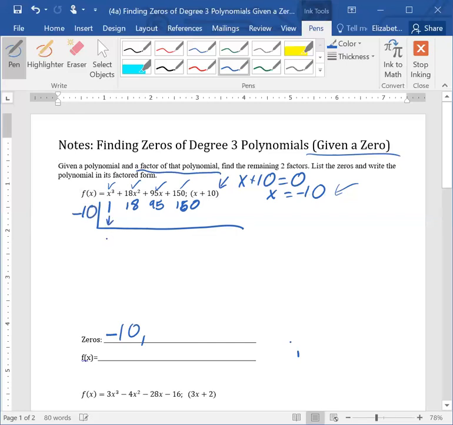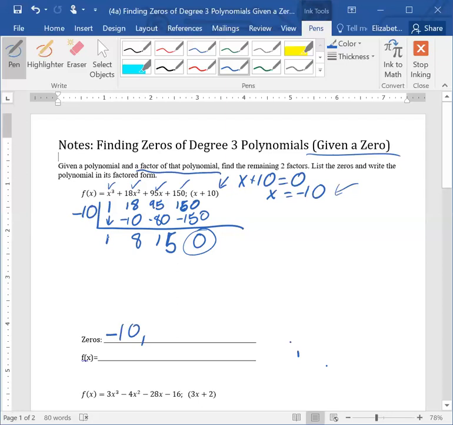All right, so bring down your first number. 1 times negative 10 is negative 10. 18 plus negative 10 leaves us with 8. 8 times negative 10 is negative 80. And 95 minus 80, or plus negative 80, if you prefer to think about it this way, gives me a positive 15. And 15 times negative 10 gives me negative 150. 150 minus 150 is 0. Remember, remainder of 0, because we already said it was a factor, and it's good to see that confirmed.